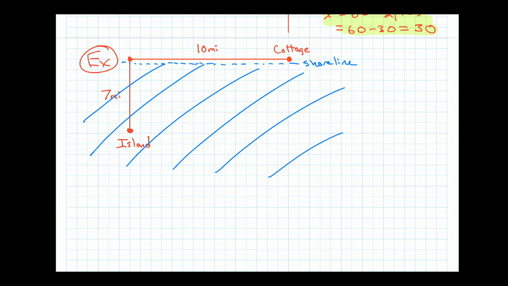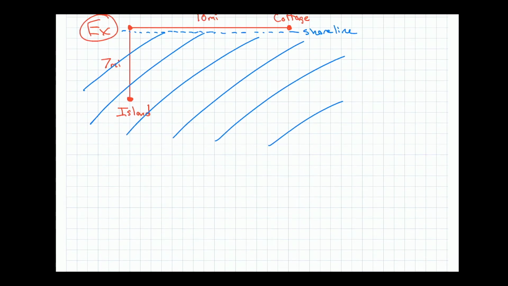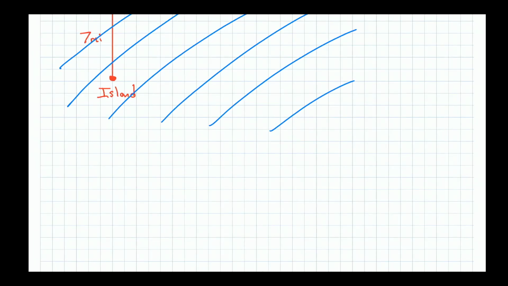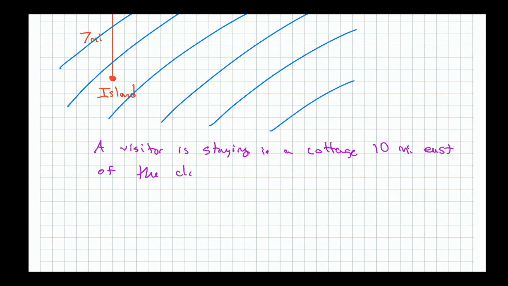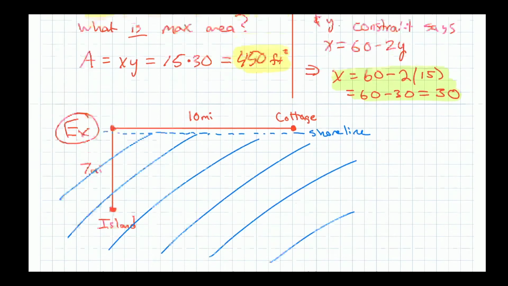All right, what's the text say? The text says, whoa. A visitor is staying in a cottage 10 miles east of the closest point on a shoreline to an island. All right, that's what they're describing here, right?